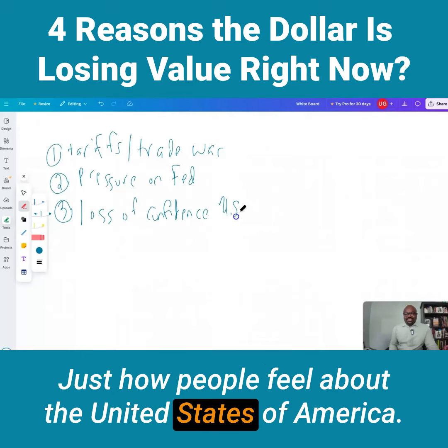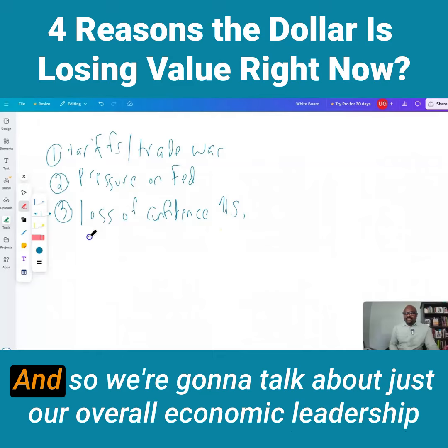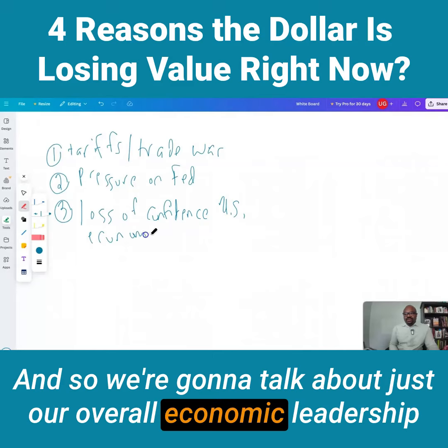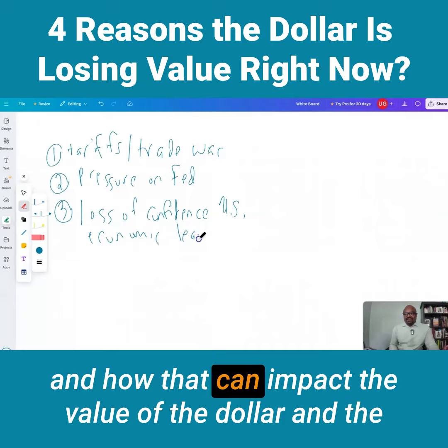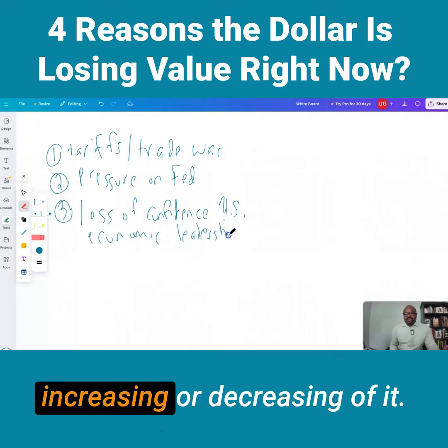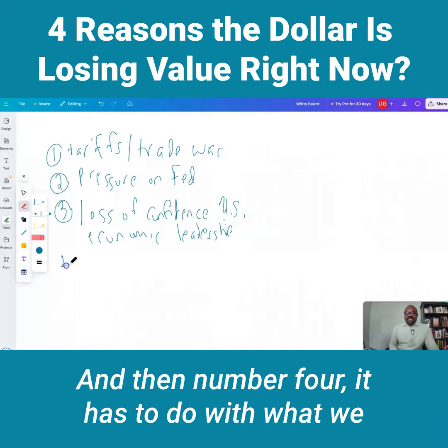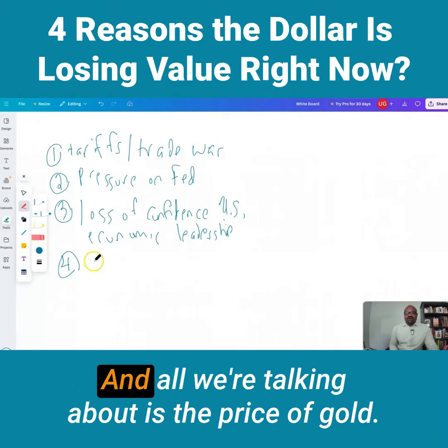about the United States of America. And so we're going to talk about just our overall economic leadership and how that can impact the value of the dollar and the increasing or decreasing of it. And then number 4, it has to do with what we call economic alternatives. And all we're talking about is the price of gold.